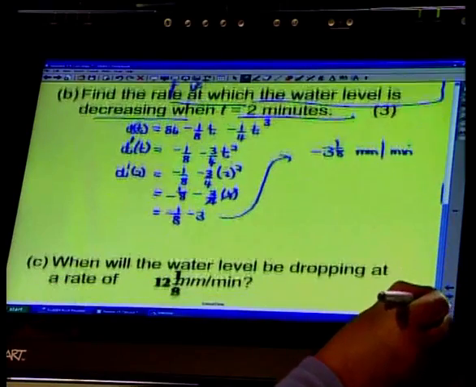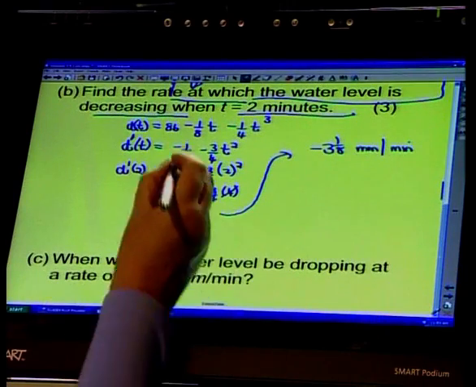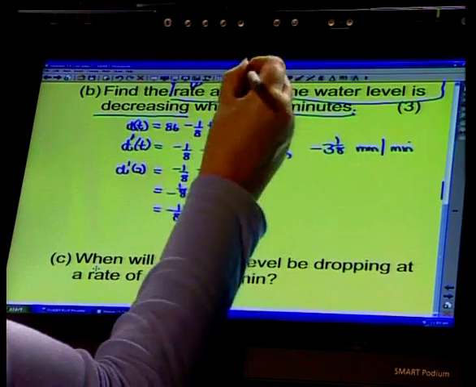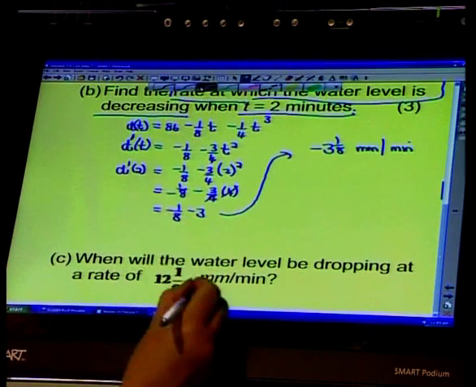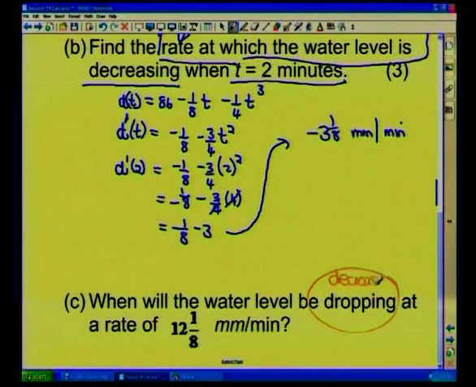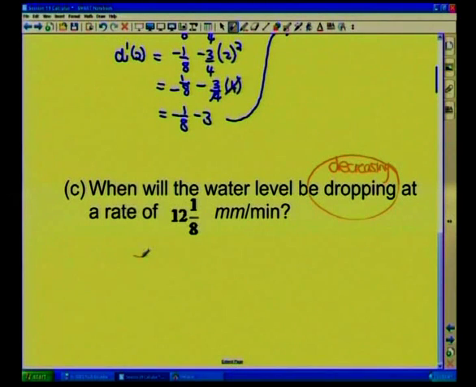Okay, because the unit was millimeters and the time was minutes. All right, so let's look at the next question then. What are they asking next? When will the level of the water be dropping at a rate of 12 1/8 millimeters per minute? Now, they've used the word dropping for a reason. They're telling you in another word, decreasing. And if it's decreasing, do you agree with me, this must be negative 12 1/8. So what we would be doing is we'd be taking the derivative and we would be putting that equal to negative 12 1/8.